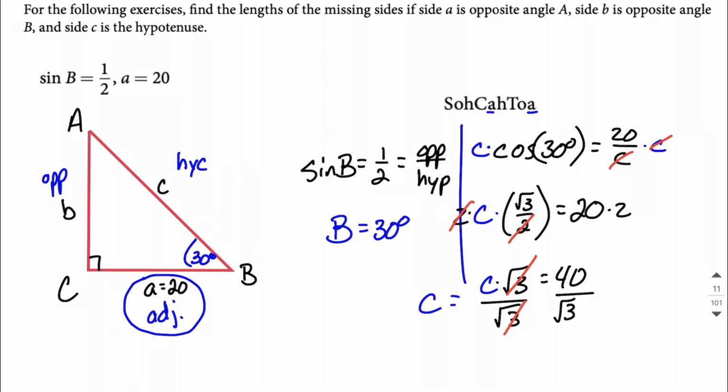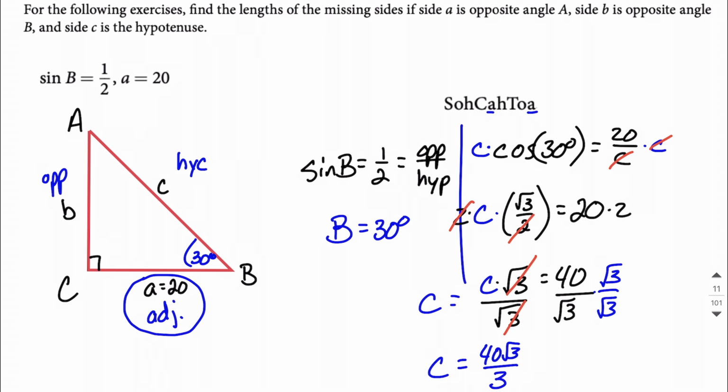We can clean this up a little bit on the right-hand side by going ahead and rationalizing our denominator. To do that, we'll try to get rid of the square root that's in the denominator by multiplying both numerator and denominator by square root of 3 over square root of 3. So what this is going to give us for C is going to be 40 multiplied by square root of 3 for our numerator. And then square root of 3 times square root of 3 makes square root of 9, or 3 in our denominator.